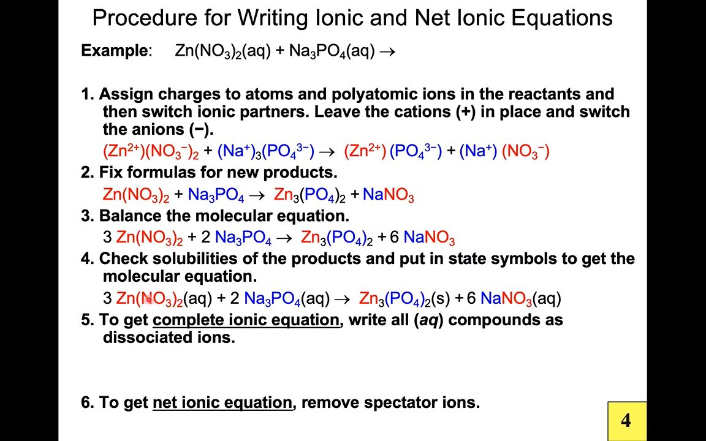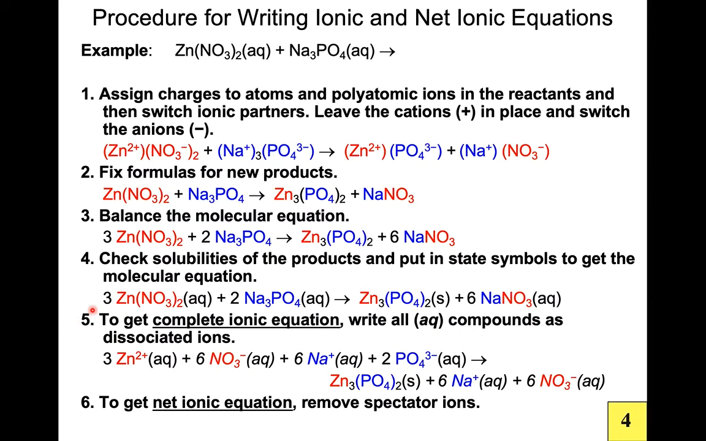So now we go in, and anything that's aqueous we're going to write as separate ions, making sure to multiply through any coefficients that we need to. So 3 Zn2+, and we need to write the charge, aqueous. 3 times 2 to give me 6 nitrates. 2 times 3 to give me 6 sodiums, 2 times the phosphate to give me 2 phosphates. This is all stuck together, so this is a solid in the bottom of the flask now, so it's not written as dissociated because it's not. This is sitting as a solid at the bottom of the flask.